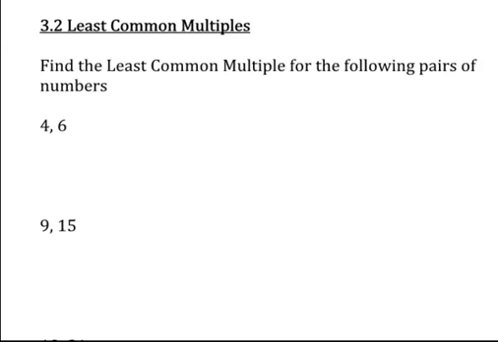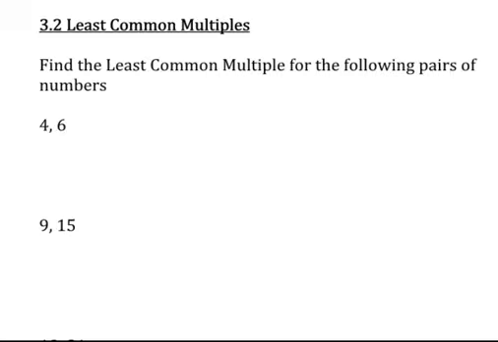All right, for the next section here is 3.2. 3.2 refers to what we call least common multiples. Okay, so we have least common multiples here, and it says find the least common multiple for the following pairs of numbers. So I'm going to show you a couple ways to do this.